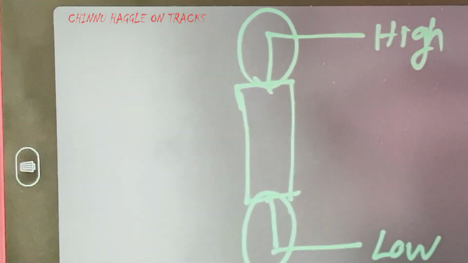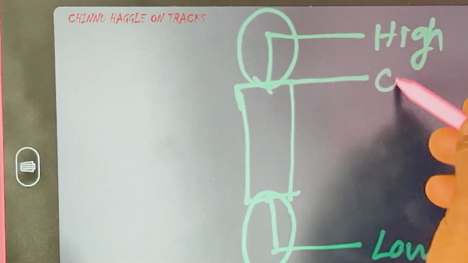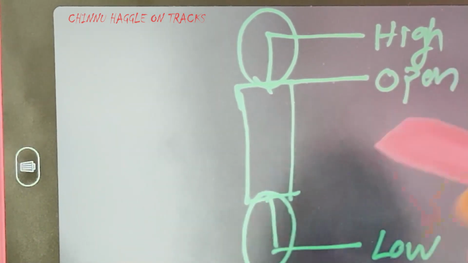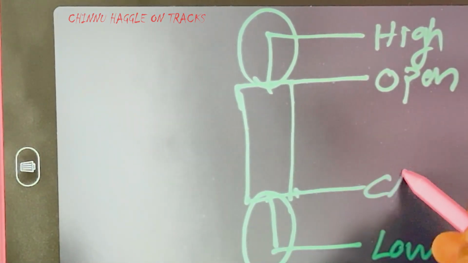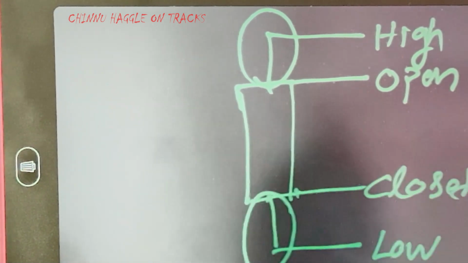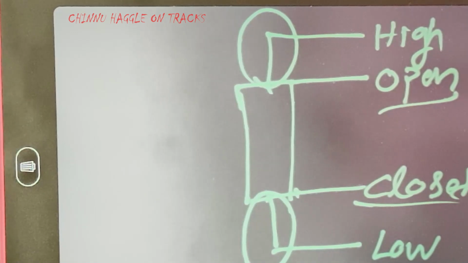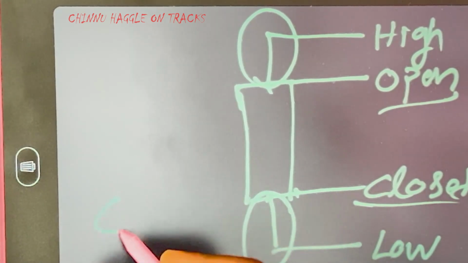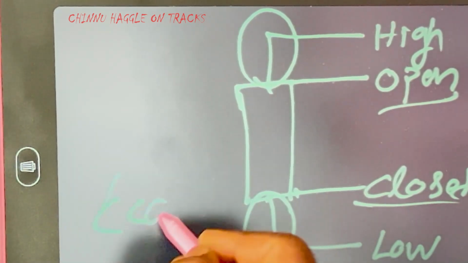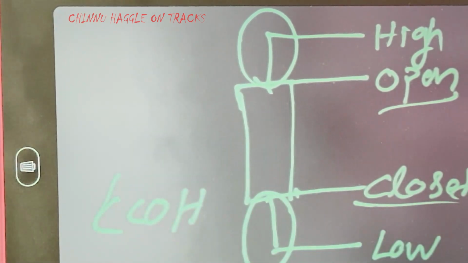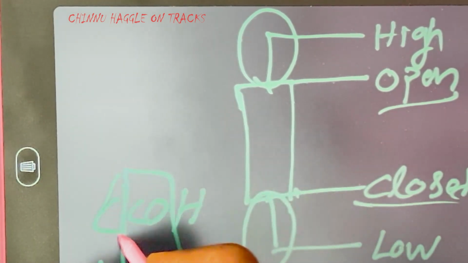But in the body level, the price is open here and closed here. That's why this is called open, and this is called close. Here the shortcut we can say simply is LCOH. At buy side, what we have discussed at buy side: LOCH.